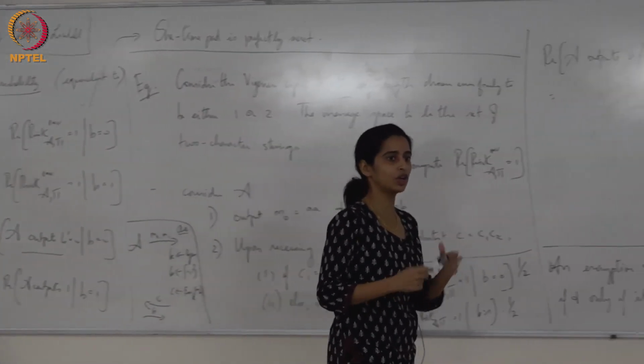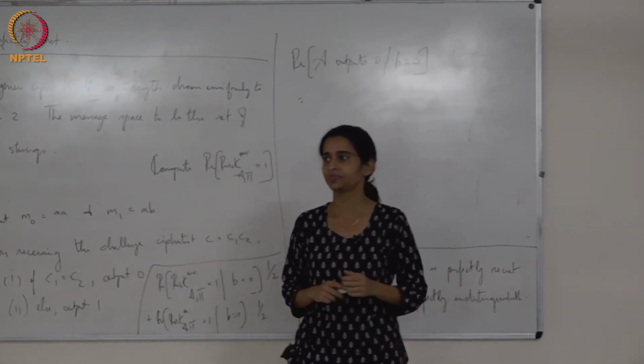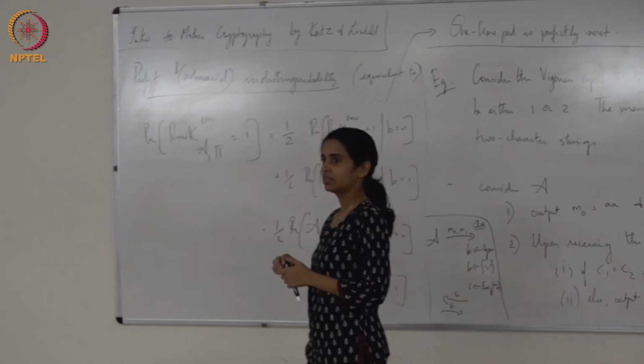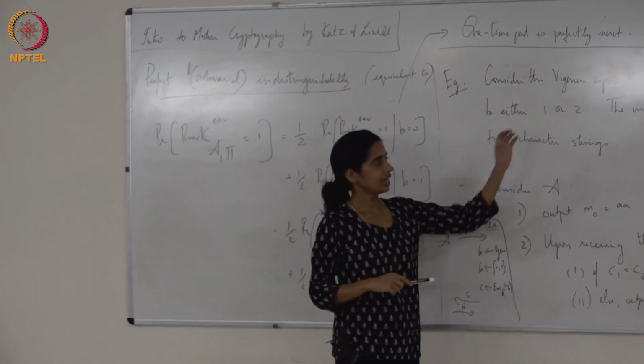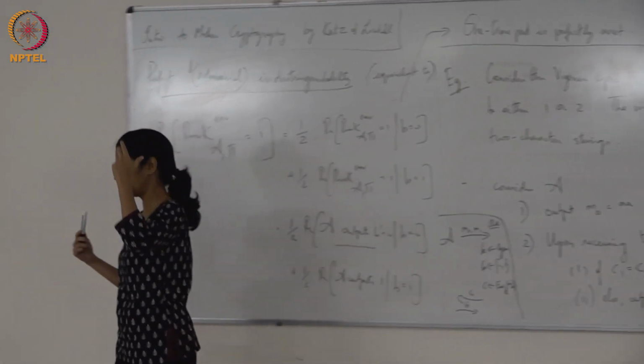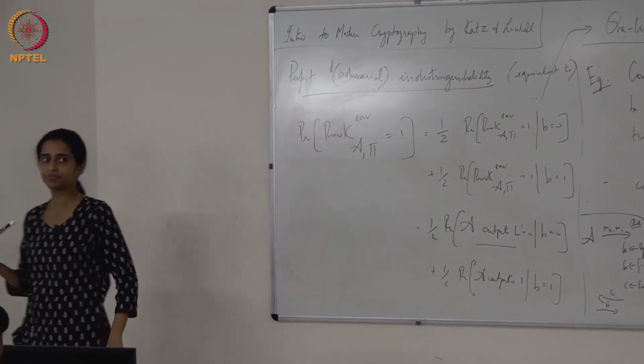Yes, we should, right? Because that's the key generation algorithm. So essentially, A outputs 0 conditioned on b equal to 0, how do you analyze that? Think about it for a minute and then we can discuss.